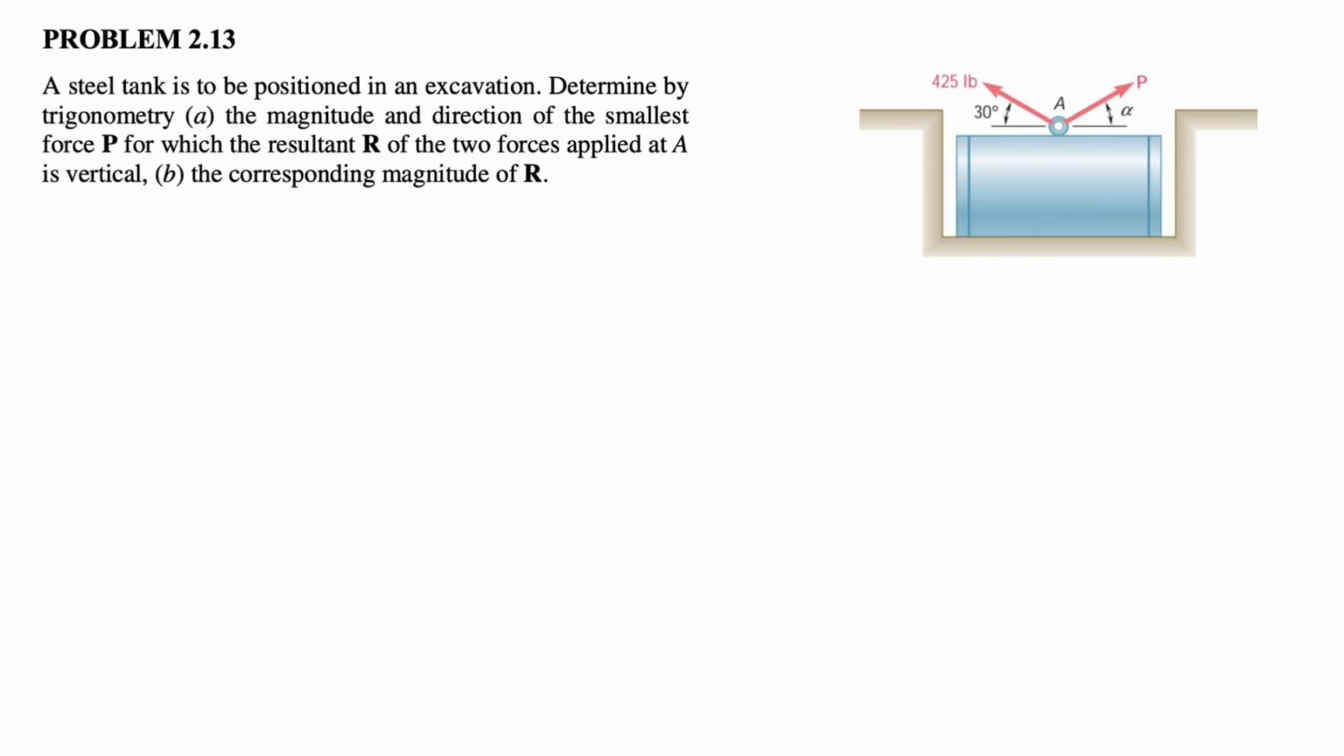We're going to be solving question 13 from the second chapter of the Beer Johnston textbook, and we have a steel tank that is to be positioned in an excavation. We need to determine by trigonometry, in part A of the question, the magnitude and direction of the smallest force P for which the resultant of these two forces applied at A is vertical. So our R has to be vertical, and we have to find the minimum of P. And in part B, we can find the corresponding magnitude of R.